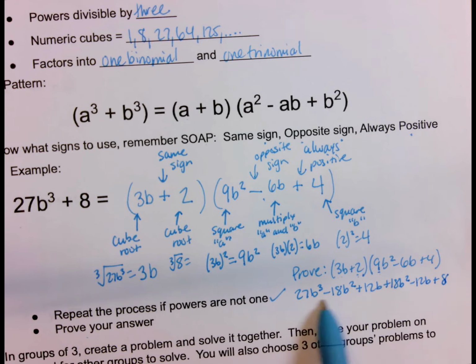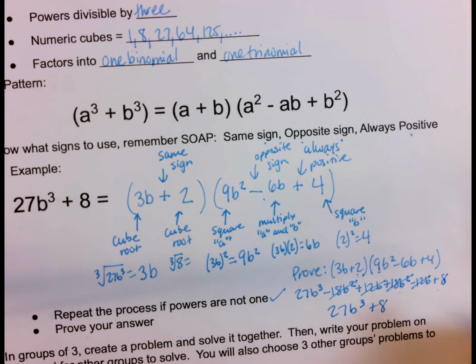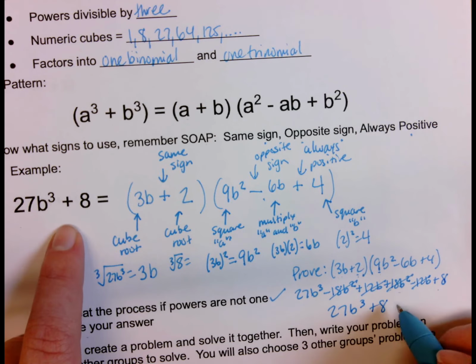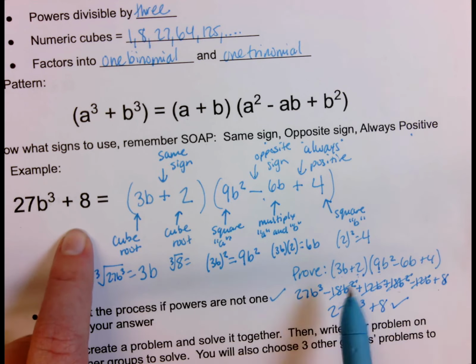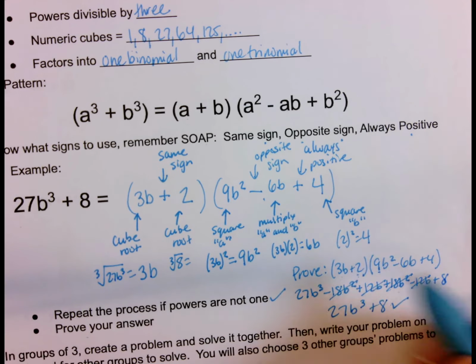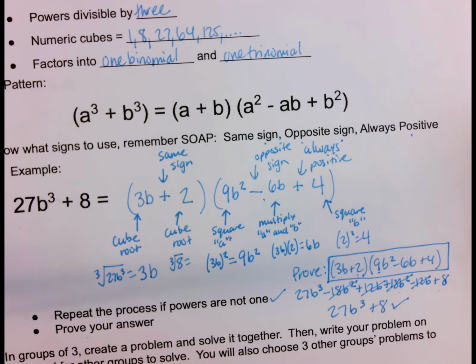And so here we start to combine our like terms. Negative 18b squared and positive 18b squared is 0. 12b and negative 12b is 0. And so what we're left with is 27b cubed plus 8. And we look here, that is what I started with, that is what I wanted. So I've proved that these two things are factors. And so our final answer are the two factors that we were looking for.